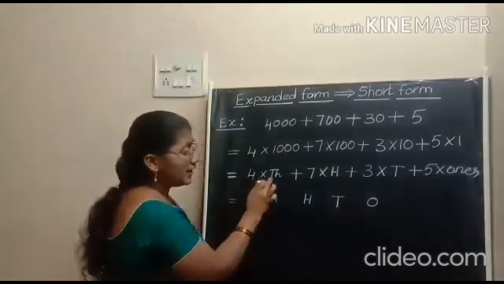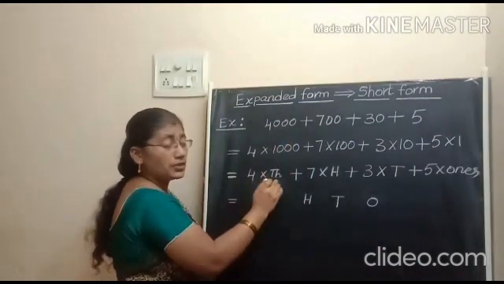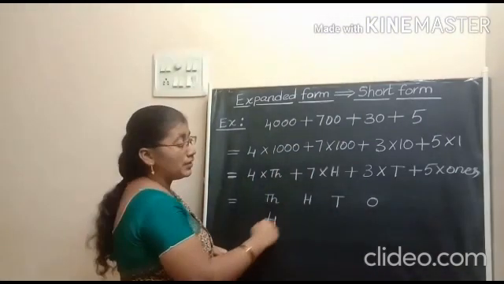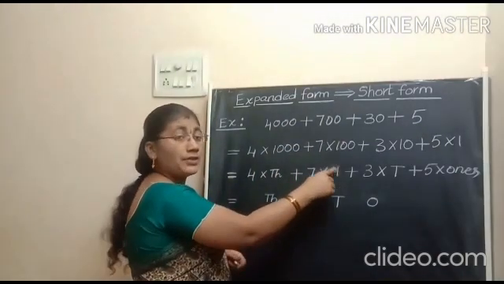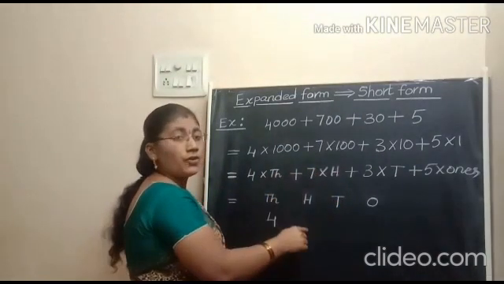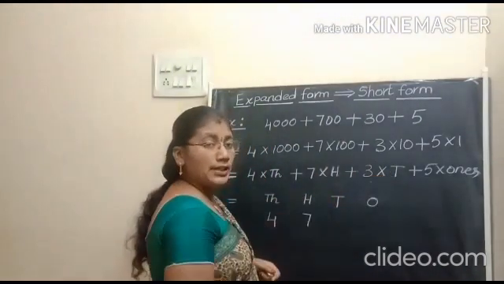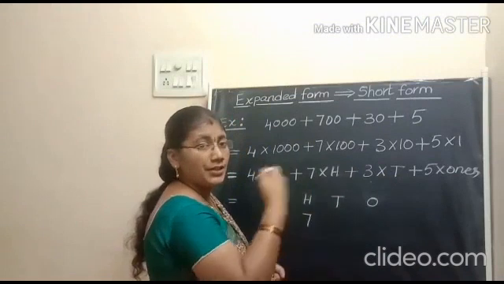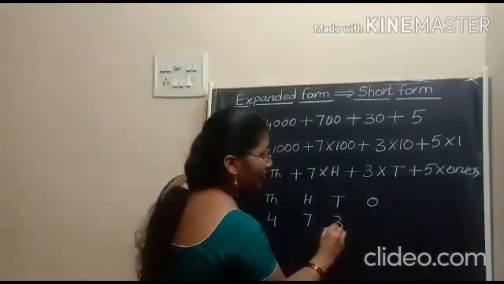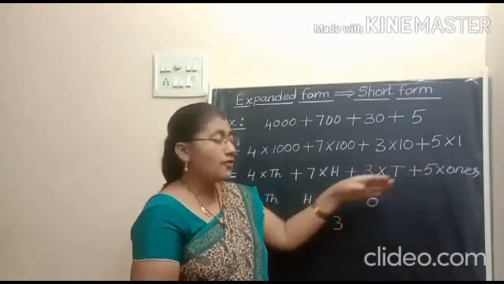Now, 4 is related to thousands place. That means this number consists of 4 thousands. So we should write 4 in thousands place. 7 is related to hundreds. 7 hundreds are here, so we should write 7 in the place of hundreds. 3 is related to tens. So 3 tens are here. We should write 3 in the place of tens. Next, 5 ones, so we should write 5 in the place of ones.